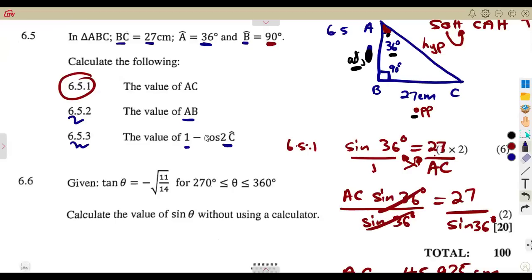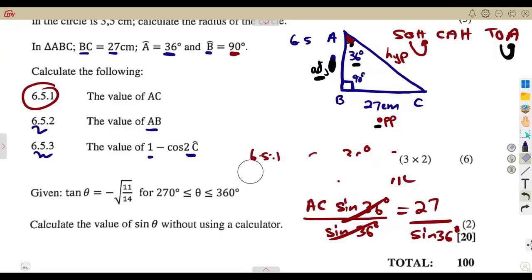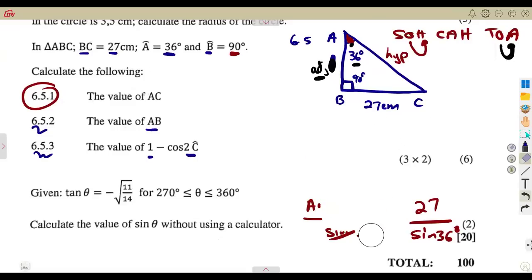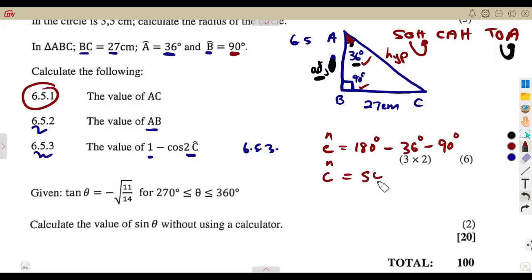What is representing angle C? That is the question. We can use our calculators, guys. What is the value there? All right, 6.53. From these angles, angle C can be calculated. Remember, angles in a triangle add up to 180 degrees. So you can subtract the 36 degrees and the 90 degrees from 180 to obtain angle C, which is simply 54 degrees. So this is our angle C, 54 degrees.